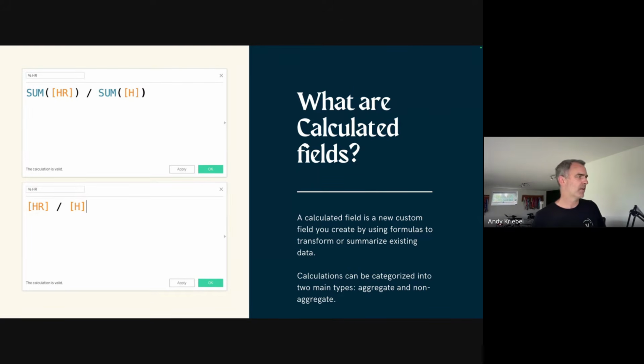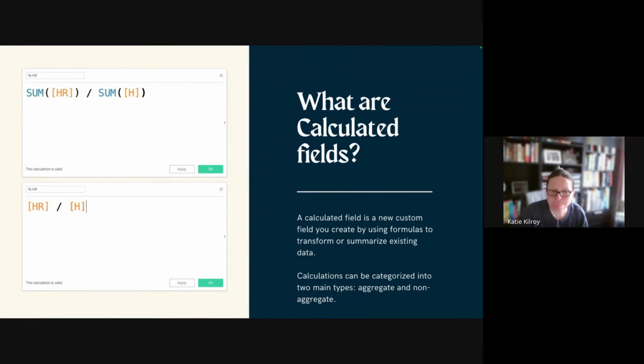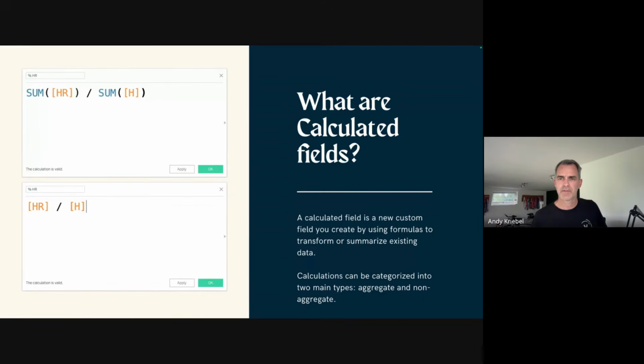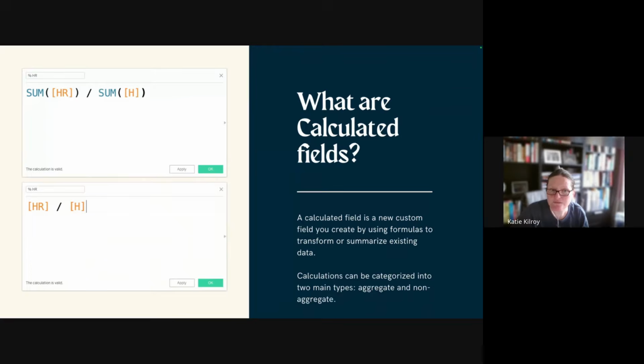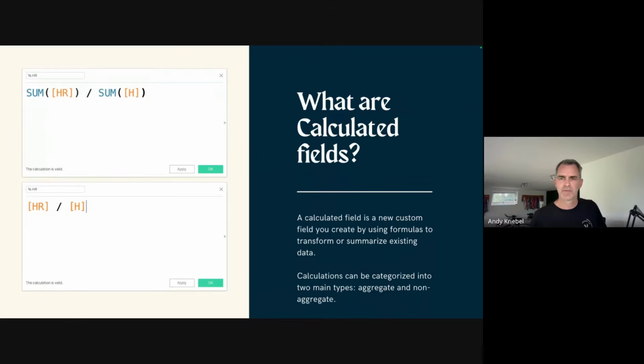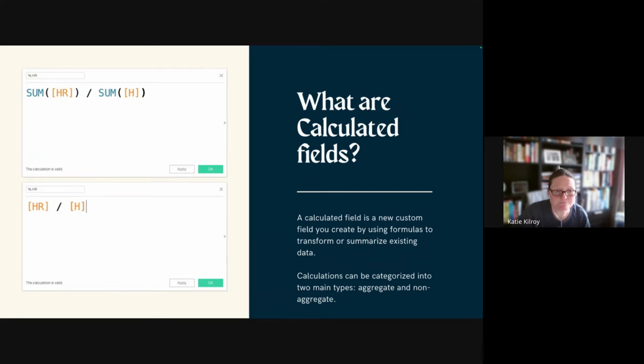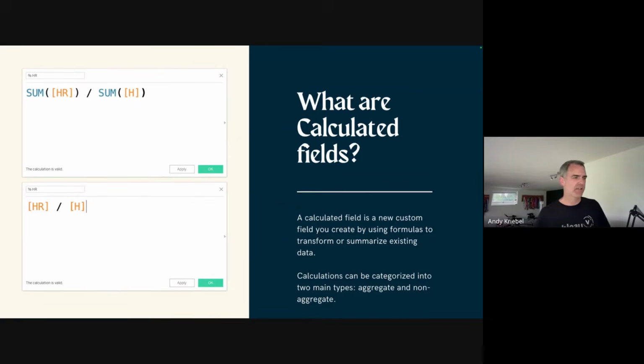So, Katie Kilroy, which one of these is an aggregate calculation and which one is a non-aggregate calculation? The top is an aggregate. Are you sure? What makes it an aggregate? Oh, yeah. You're summing HR and dividing it by the sum of H. Whereas the bottom, I don't know how to describe the bottom. I know the denominator. Sorry, I mean your bottom image. I don't know how to describe that, but I know that it's not aggregate. Right. Okay. So we'll get into what it means to have a non-aggregate versus an aggregate calculation.